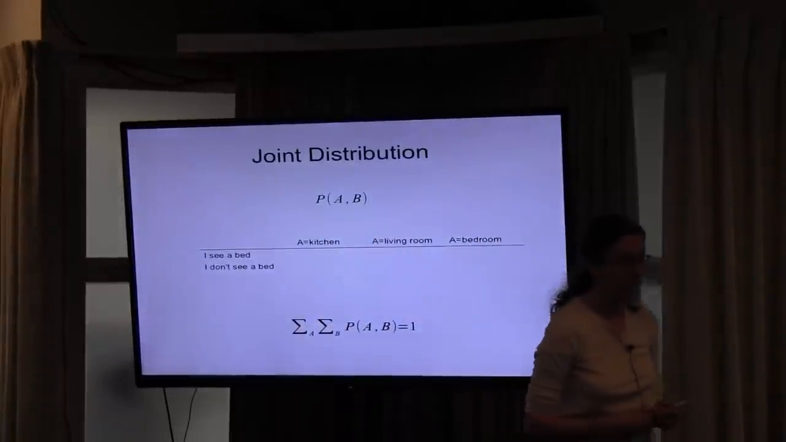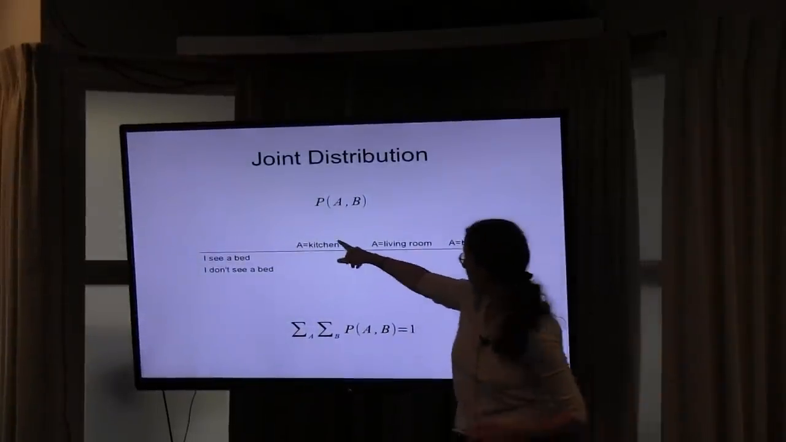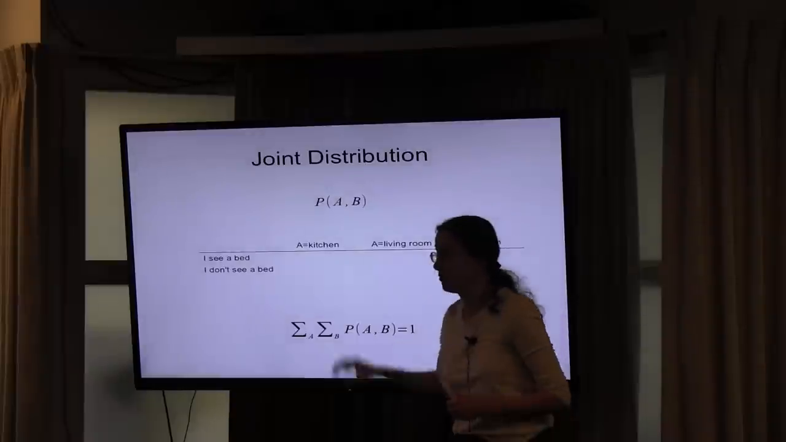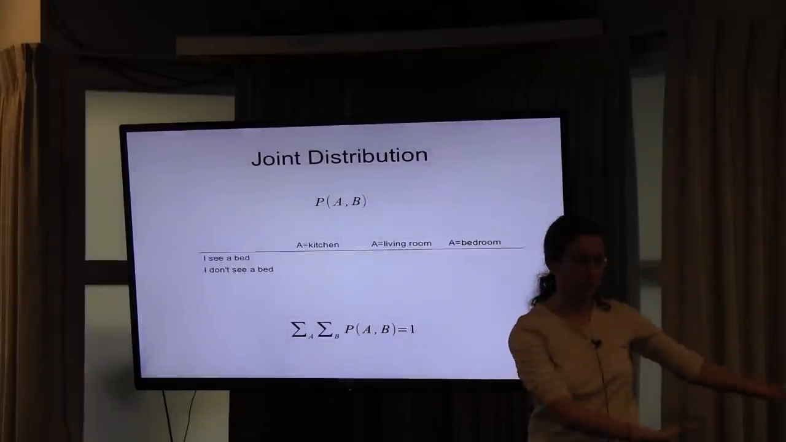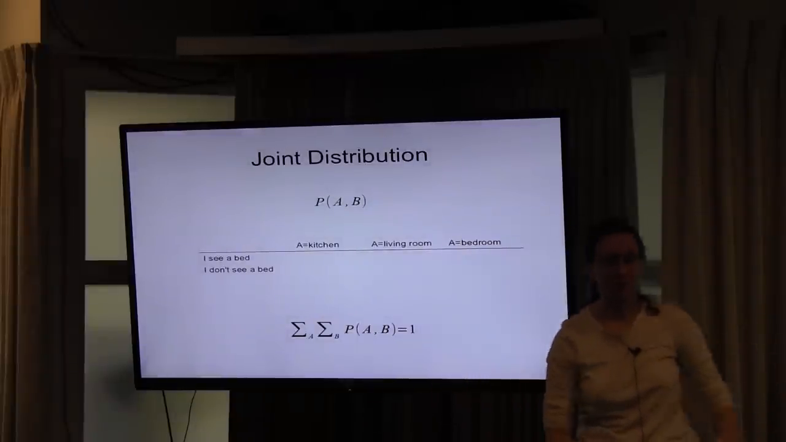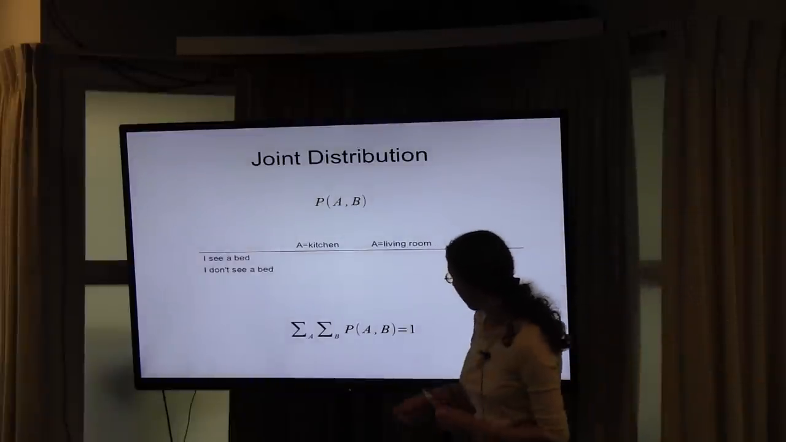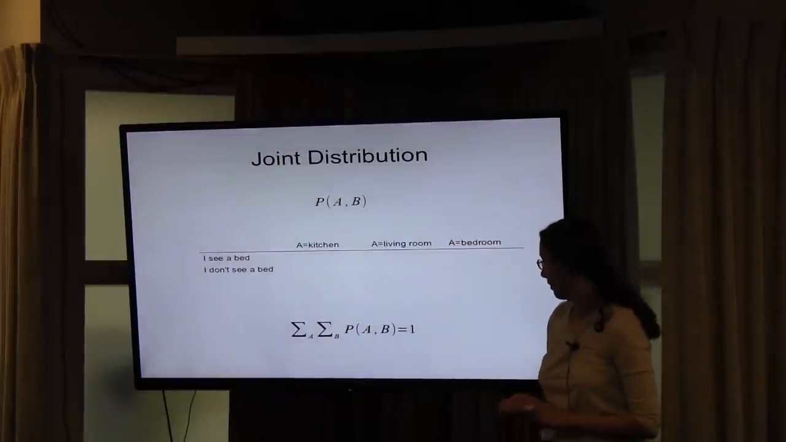Yeah, that's right. Oh, I was going to do the law of total probability first. B is going to be true or false, I see a bed or I don't see a bed. And A is going to be I'm in the kitchen, the living room, or the bedroom. I'm using even more shorthand notation. If we wanted to, we could go all the way back down to the Jaynes notation. Okay, so then I wrote this formula down here.